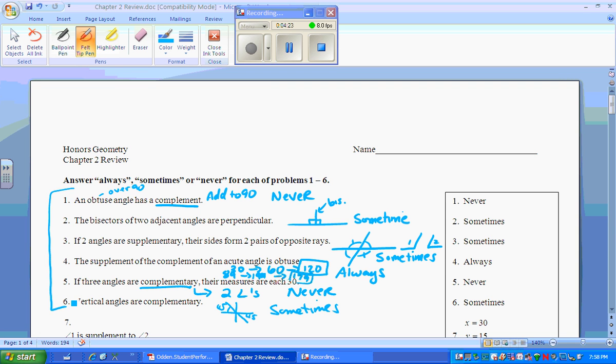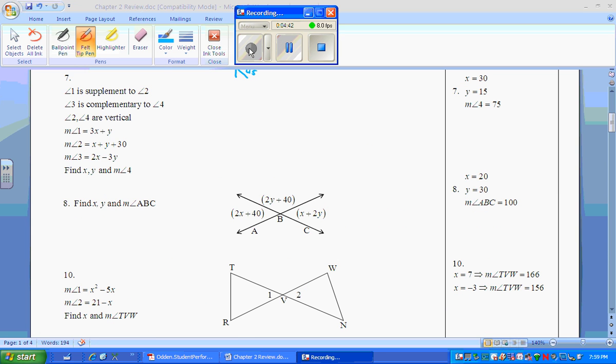So this section here is very challenging. You will have a couple on your test that you will have to choose always, sometimes, never. And it's kind of like true or false, where if it never happens, that's like false. If it always has to happen, that's true. And if there's that gray area, that's the sometimes in the middle.